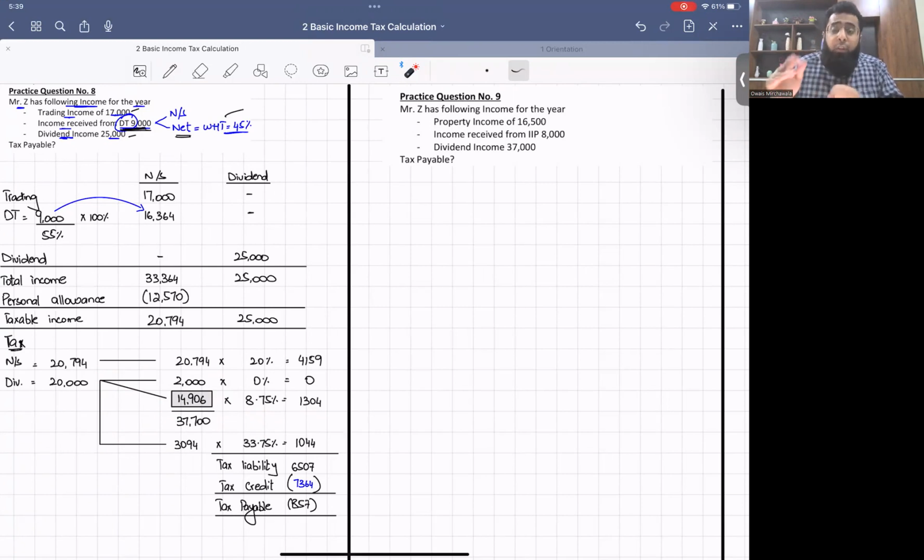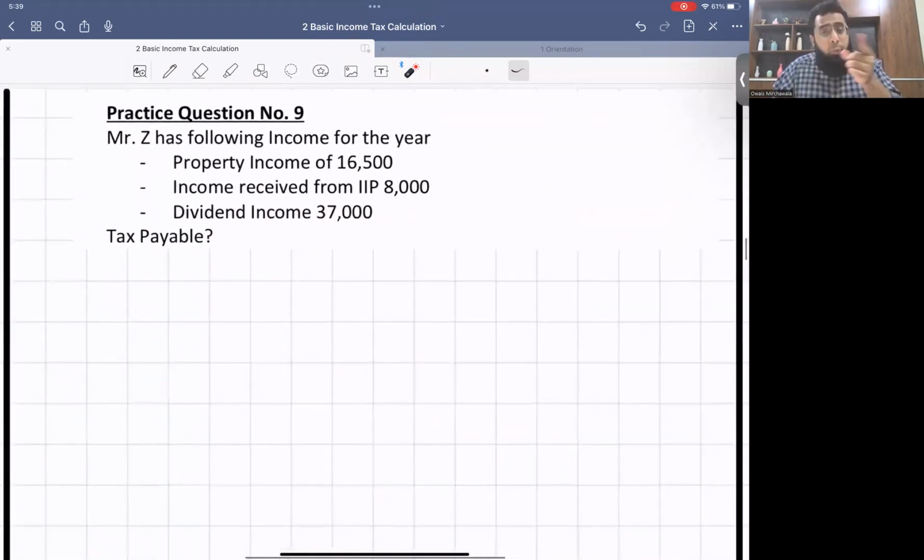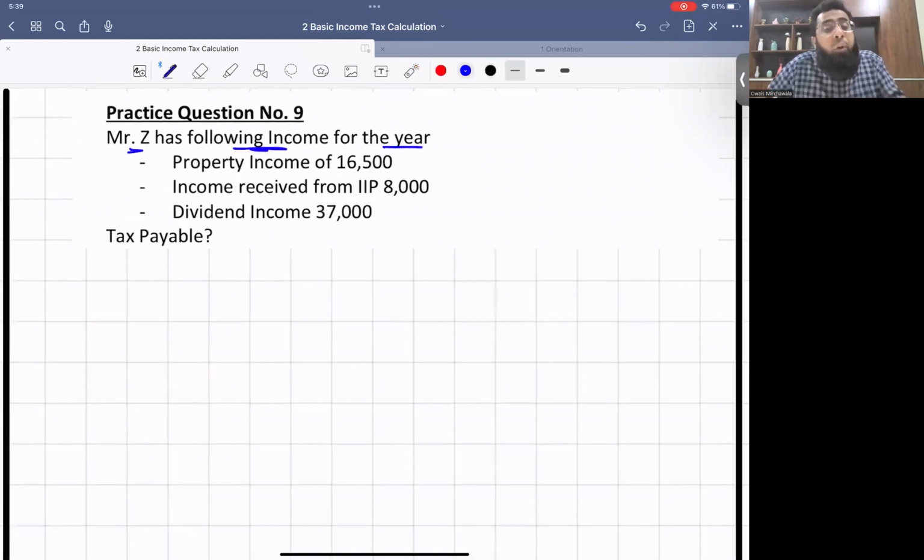Okay, let's look at one more practice question. Do this practice question with me, and then for the next, you should try it on your own. Okay, let's look at it. Mr. Z has the following income for the year. Property income 16,500. Income received from IIP 8,000.